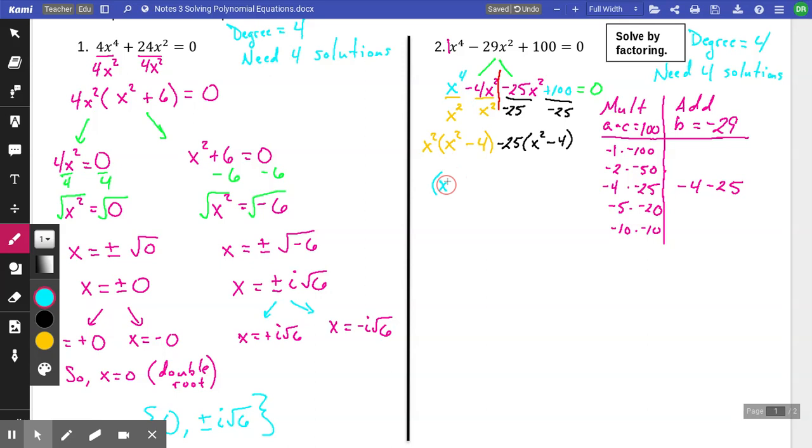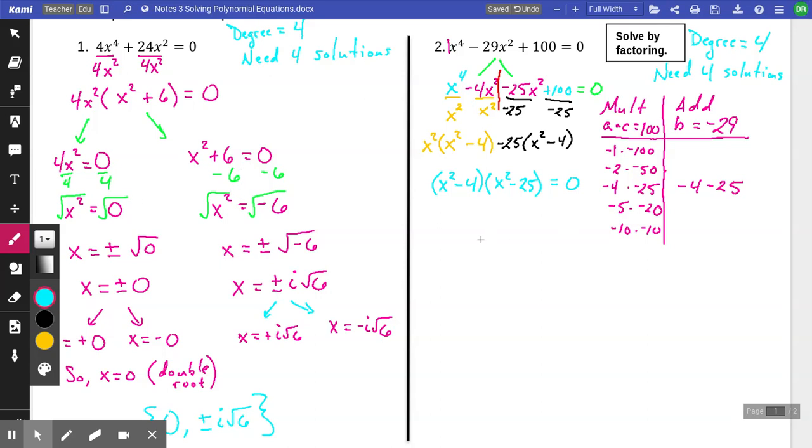where one of those factors is already in parentheses, the x squared minus 4, and the other factor was our greatest common factor that we brought out, the x squared minus 25. And we are doing well. Okay, so all of this is still equal to 0 because we're solving an equation. And we have two options. We can set these equal to 0 and do our little square root method that we had going on over here.